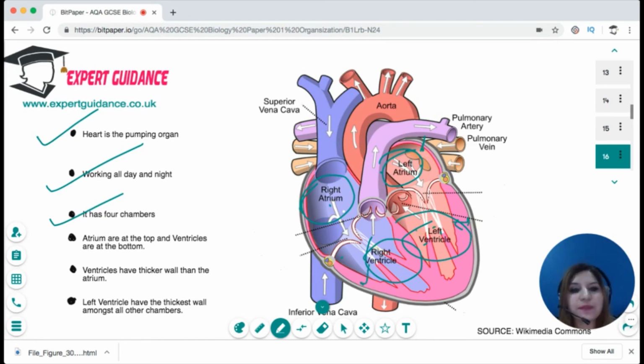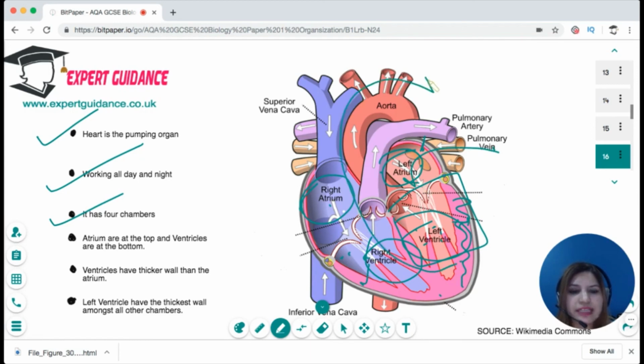And as compared to left ventricle and right ventricle, left ventricle has to send the blood to all parts of the body. So it has to send the blood at a very high pressure. So it has the thickest wall. Okay, and then the left atrium receives the blood from the pulmonary vein. It goes to the left ventricle. The left ventricle sends the blood to all parts of the body.